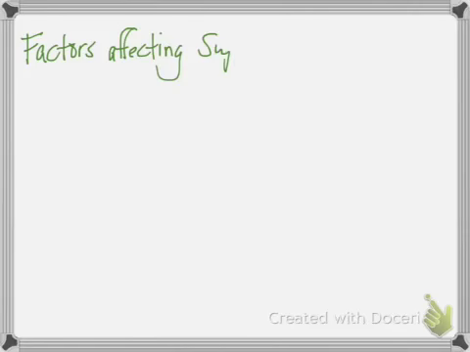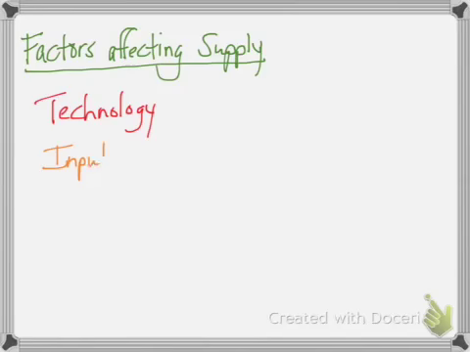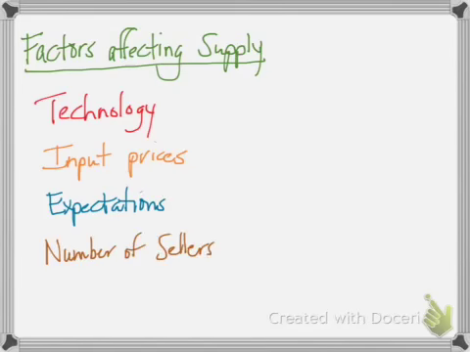Now, where the supply curve is located is going to be dependent on one of four factors. And if one of those extra outside of price or non-price factors changes, then it causes the supply curve to shift or jump to an entirely new location. Those four factors of supply are technology, input prices, expectations, and the number of sellers. And the handy little acronym would be TIES: technology, input prices, expectations, and number of sellers.